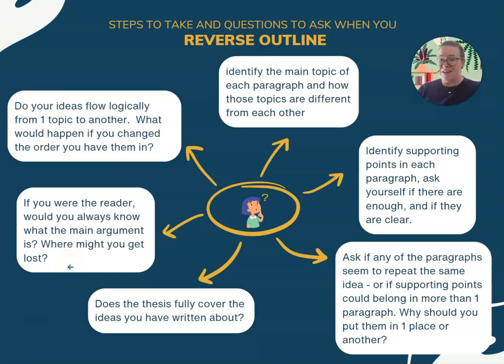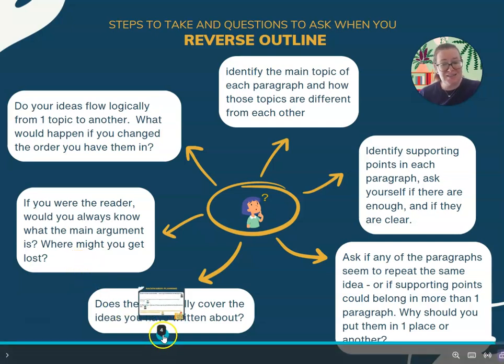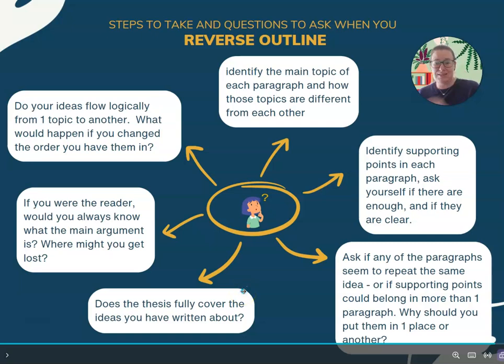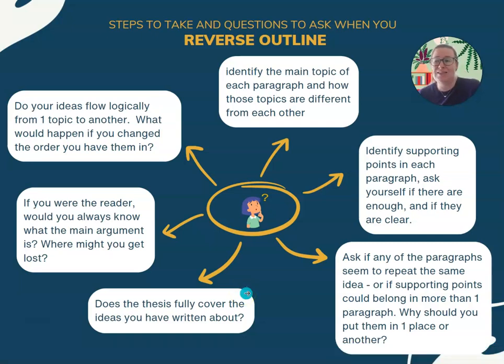If you were a reader of your own paper, would you always know what the main argument is? Where might you get lost? Maybe that's a place to add more supporting points or to make the topics clearer. Does that thesis fully cover the ideas that you've written about? Is it clear what you want to say throughout the paper?